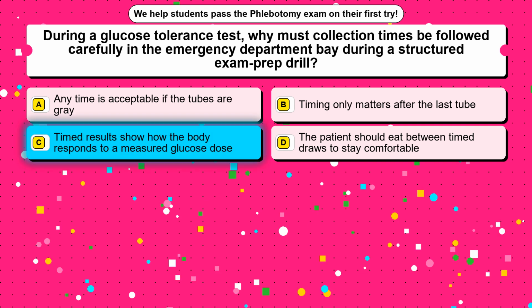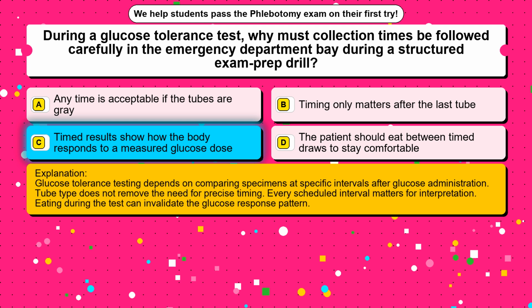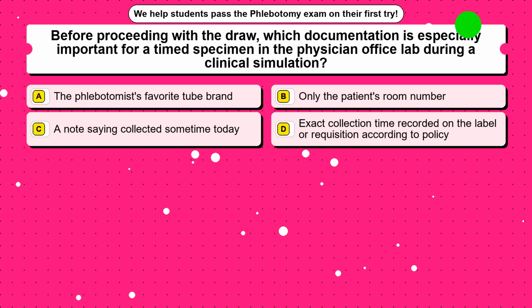The correct answer is option C. Timed results show how the body responds to a measured glucose dose. Glucose tolerance testing depends on comparing specimens at specific intervals after glucose administration. Tube type does not remove the need for precise timing. Every scheduled interval matters for interpretation. Eating during the test can invalidate the glucose response pattern.